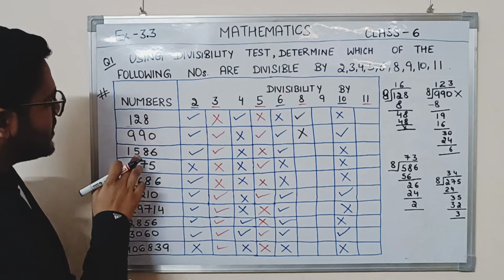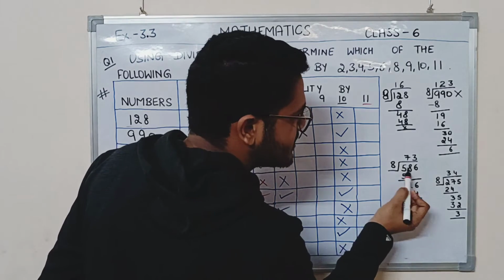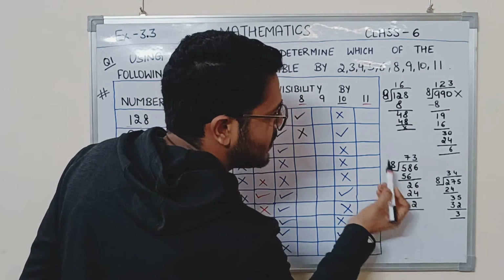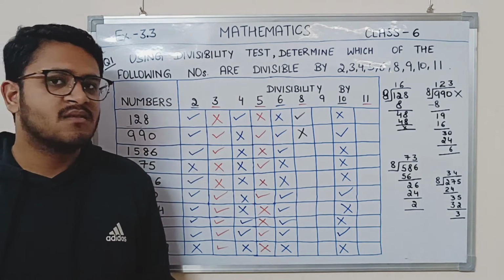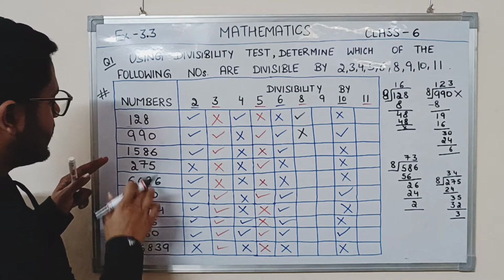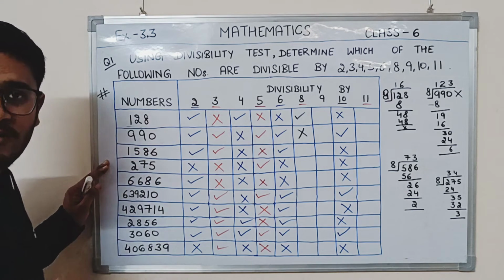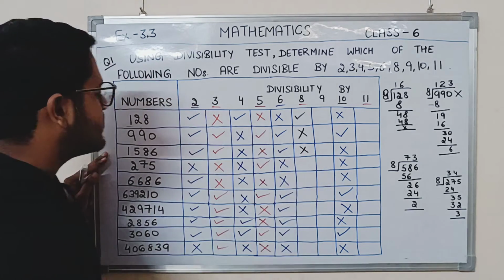1586. The last three digits will be 586. 586 divided by 8 gives a remainder of 2, which means 586 is not divisible by 8. Therefore this whole number is also not divisible by 8.